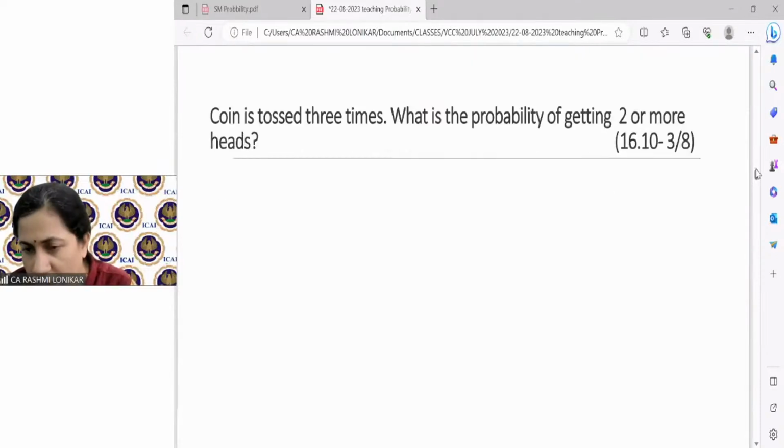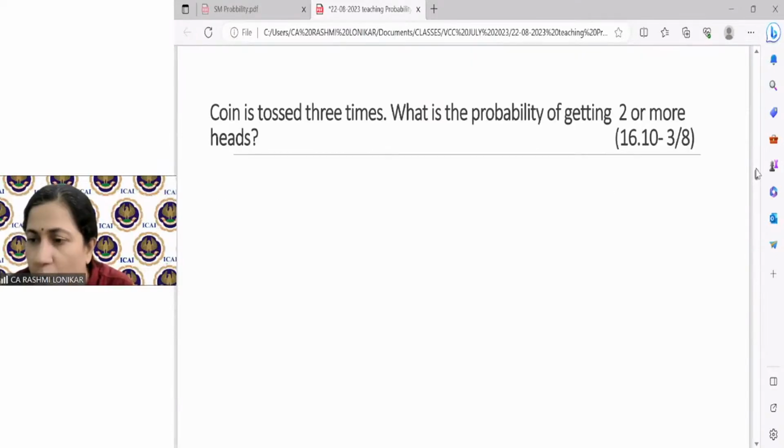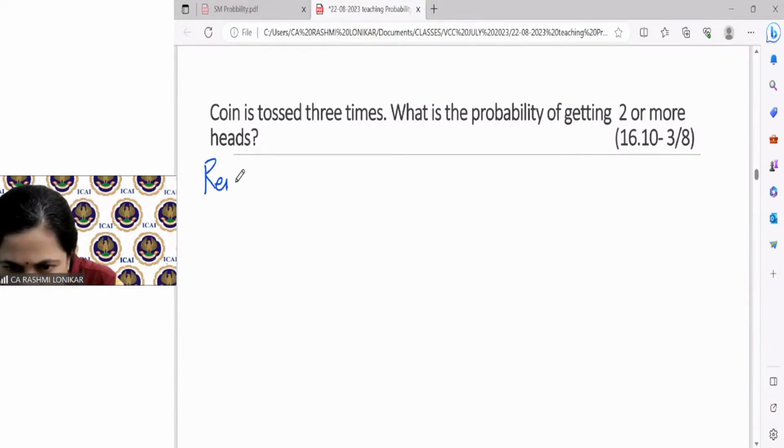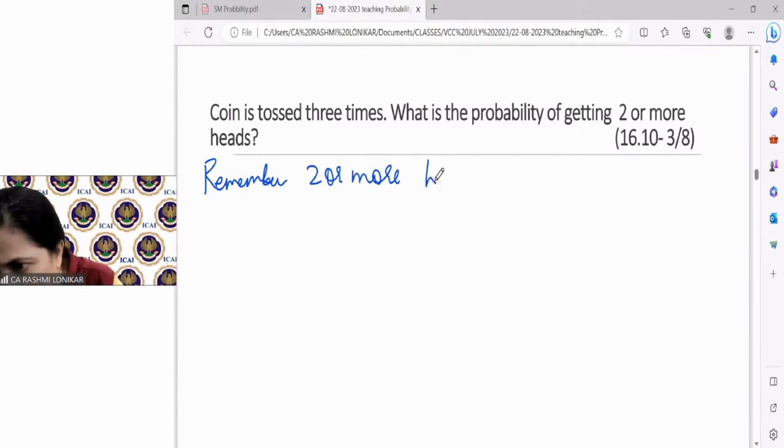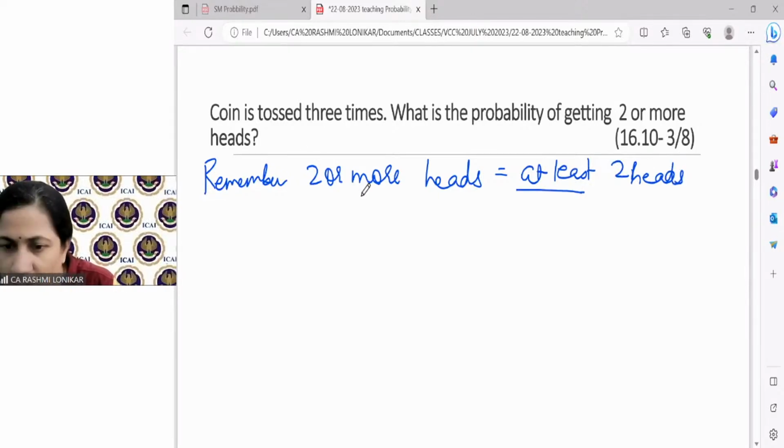A coin is tossed 3 times, like the earlier sum also. What is the probability of getting 2 or more heads? Okay. So remember, 2 or more heads in this case is equal to at least 2 heads. Okay. It is all English. At least 2 or more, this means one and the same thing.